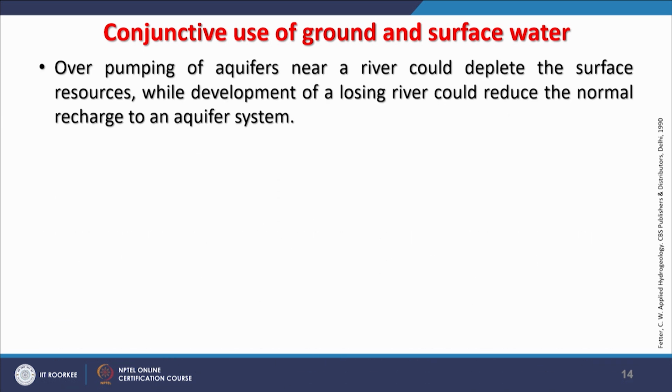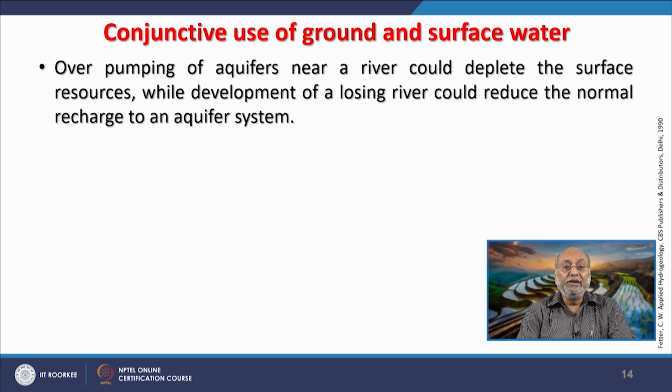Further, as we have been discussing earlier, overpumping of aquifers near a river could deplete the surface resources. When a lot of water is required for irrigation or other purposes, people go to nearby surface resources, near rivers or water bodies and so on. And development of a losing river could reduce the normal recharge to an aquifer system, because a river, a pond or a reservoir are also recharge bodies, following a spreading method of recharge.